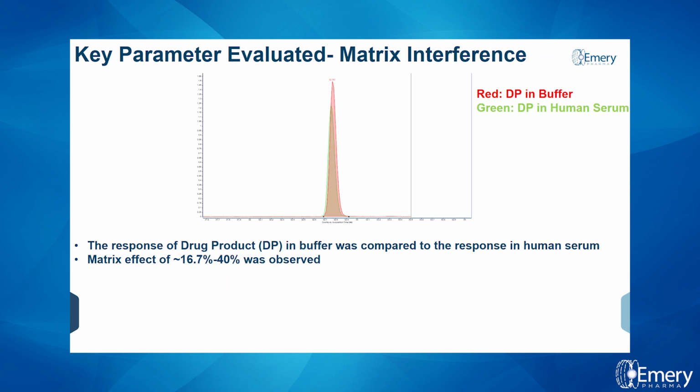Matrix interference, another key parameter that was evaluated. For this purpose, we compared the drug product in buffer versus drug product in human serum. As you can see here, we did see some level of matrix interference, and for all 6 antibodies, it ranged somewhere from 16.7% to 40%.